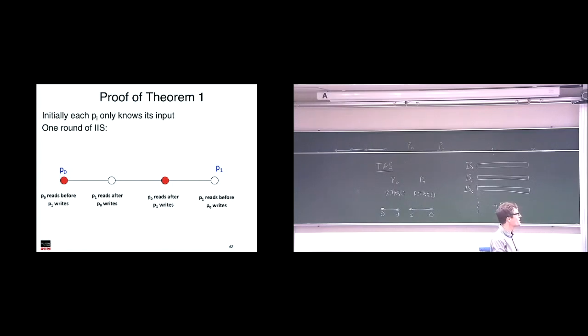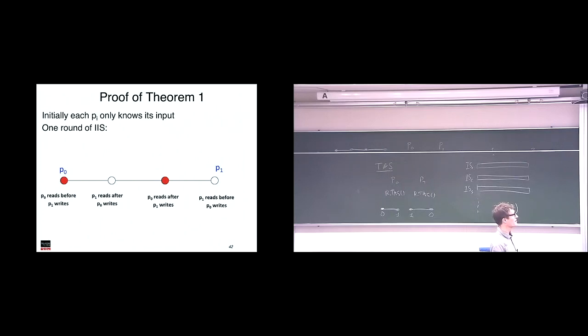Which means that if you decide after the first round, P0 must decide 0, P1 must decide 1. But then we also have agreement. If you have an execution in which two processes decide, they should decide on the same value. So P0 decides 0 here, which means that P1, in the same execution, should decide 0. Now consider this one where P0 is not fast. It actually sees the value of P1, but P1 has the same state. P1 cannot distinguish this execution from this one. So P0 should decide 0 here.